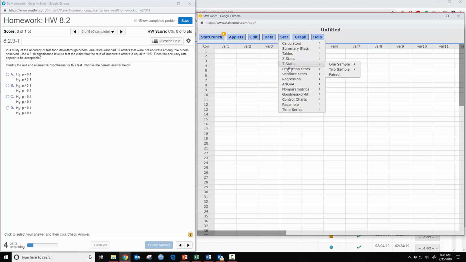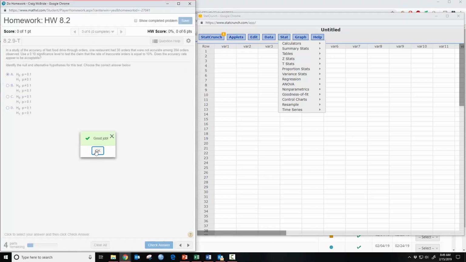So the question is, which of these three are we going to use? Well, it's a dead giveaway if you just look at this first question because it has P's here. So we're doing proportions, so we know we're doing proportion stats. Okay, well, what's the claim? To test the claim that the rate of inaccurate orders is equal to 10. If the claim is equal to 10, that means we have to have equal and not equal. So the claim is actually our null in this case.